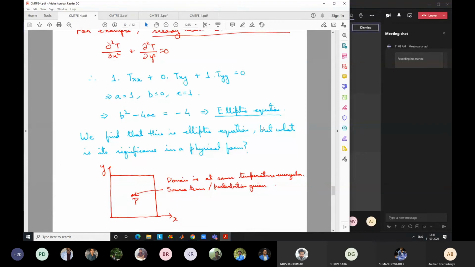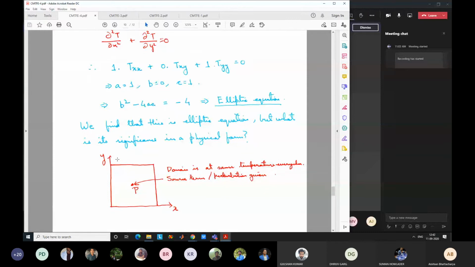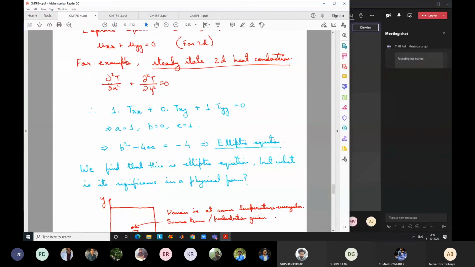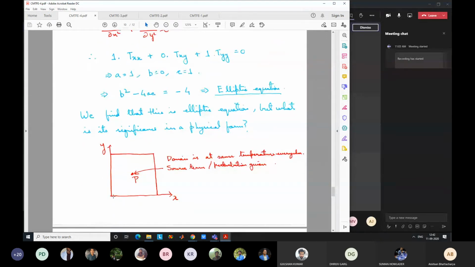So let us take a look at a problem. Okay. A conduction problem, 2D conduction problem, transient or steady state conduction problem. This is a conduction problem because it's 2D: the temperature, or the dependent variable, varies with x and y. So this varies with x and this also varies with y.